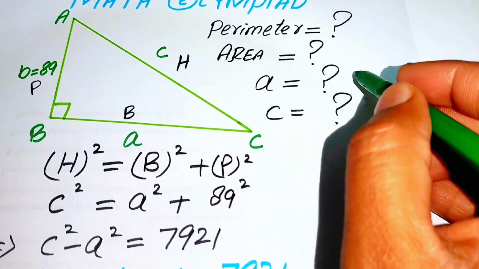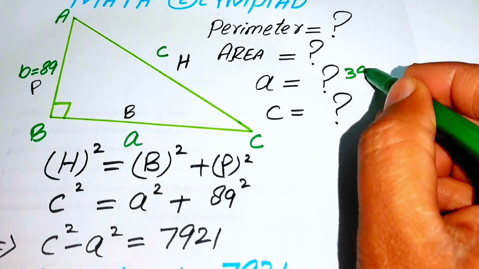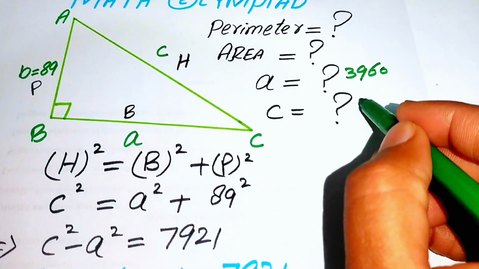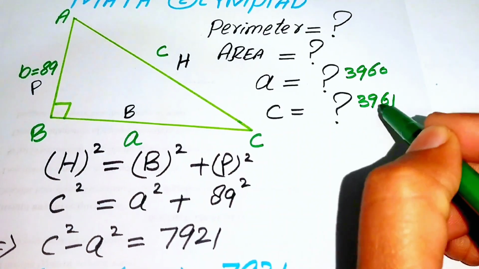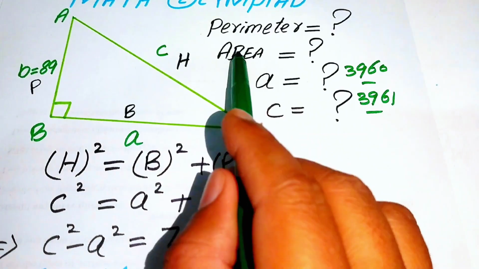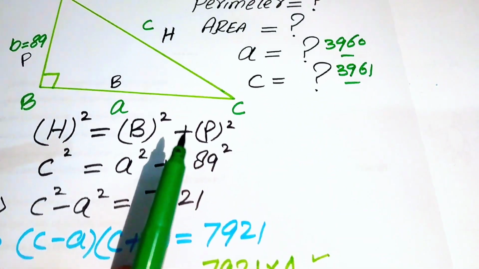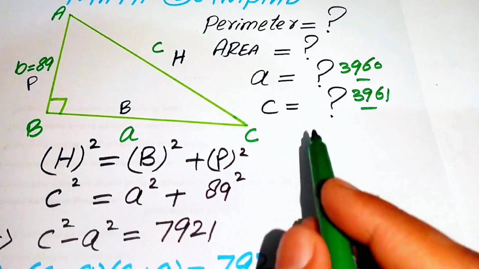So we can just write these values here. So our a will become 3960, and c will become 3961. So now we move towards finding the perimeter and area of the given right triangle.